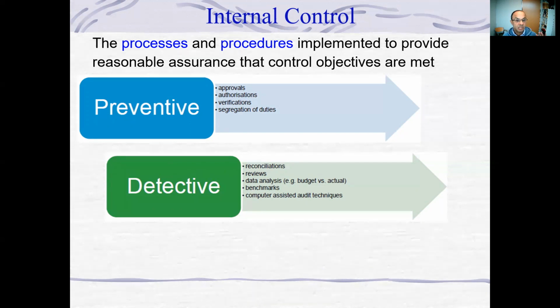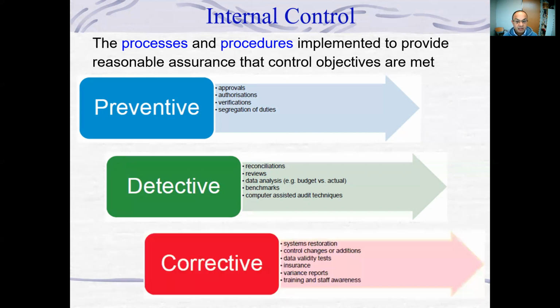For example, we reconcile the GL with the bank statement, or we make review to the different transactions in one account, or we analyze the data, make sure that the actual figures are matching with the budget figure. And if there is any variance, we need to investigate it and interrogate the variance. Then we make benchmarking, and we use CAT, which is the computer-assisted audit techniques, to detect any error. Finally, corrective control.